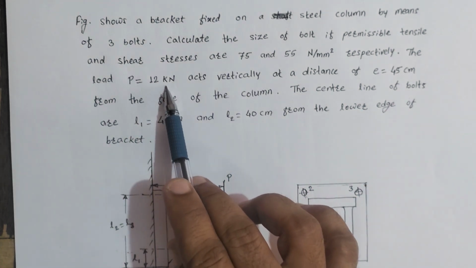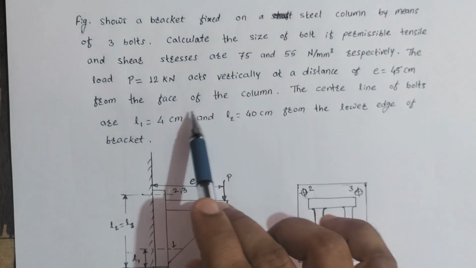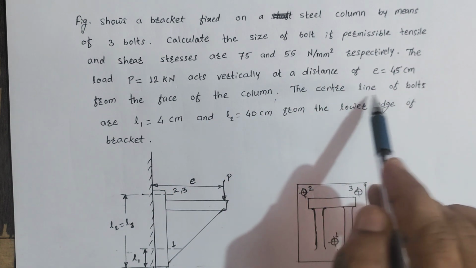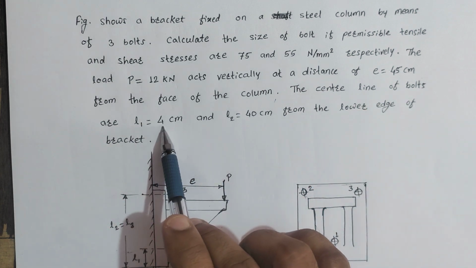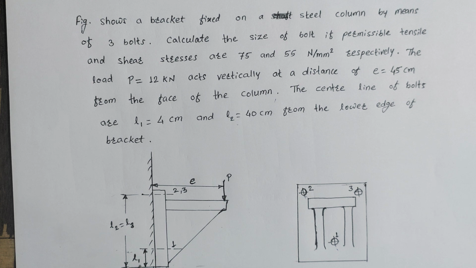The load P is equal to 12 kN, acting vertically at a distance of E is equal to 45 cm from the face of the column. The center lines of the bolts are L1 is equal to 4 cm, L2 is equal to 40 cm. So distances are given, L1, L2, L3, the eccentric distance is also given, and the load acting is also given. So we have to design the bolt.